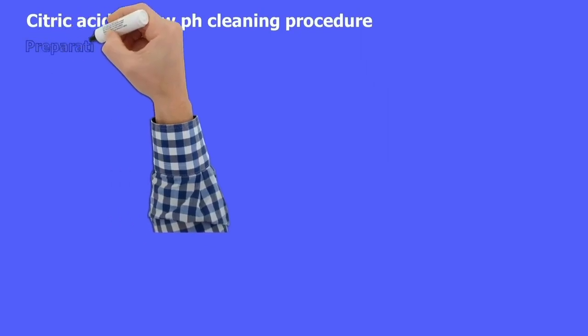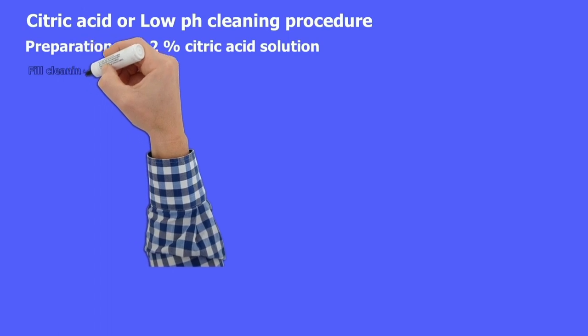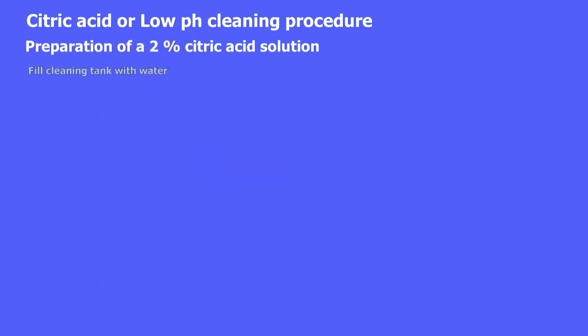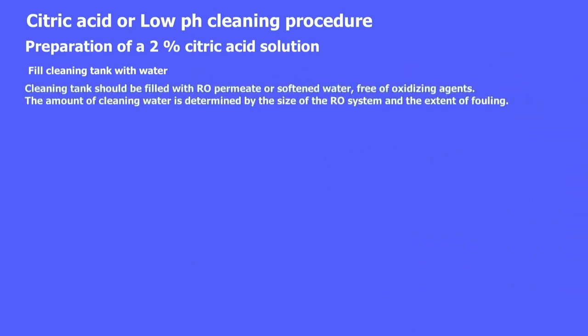Citric acid or low pH cleaning procedure. Preparation of a 2% citric acid solution. Fill the cleaning tank with water. The cleaning tank should be filled with RO permeate or softened water, free of oxidizing agents. The amount of cleaning water is determined by the size of the RO system and the extent of fouling.